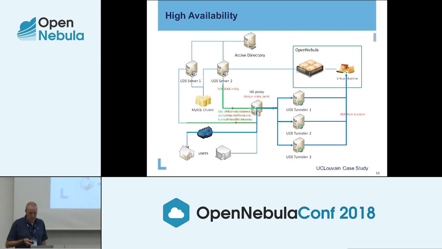Okay, high availability. We wanted to use several servers to be sure that the load average was not too high on the servers, so we installed HAProxy, which balances the traffic to one of the servers. It knows which server is the most available, and then when the authentication is done, it chooses again which tunneler it will use, and then again the connection is the same. The only difference is that everything is passing through this proxy.